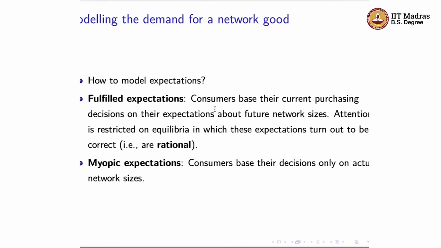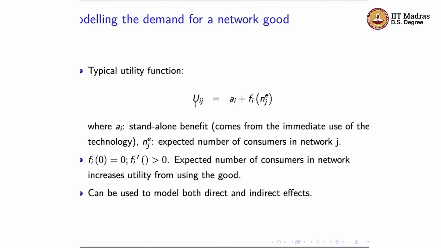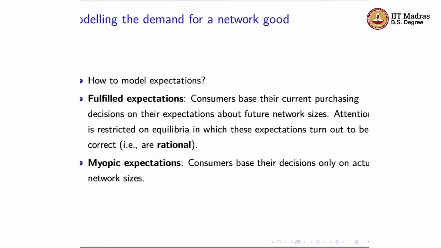One important question is going to be, how should we think about modeling expectations, right? Because you can see here that the payoff from using the good depends on the number of people who are expected to be using that good, right? So we'll see that there are two standard ways of thinking about how to model expectations, and we'll use both of them depending on what particular context we want to think of, right? So one way of modeling it is what is known as fulfilled or rational expectations. So here, basically, consumers are going to be forward-looking, and they are going to base their current purchasing decisions on the expectation about the future network sizes, right?